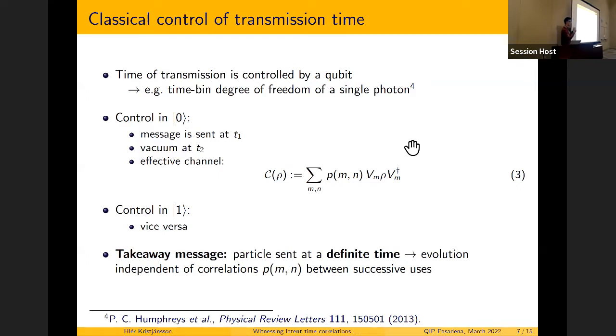And the effective evolution, now, in this case, if the control is in the computational basis state, so in a classical state, is given by equation 3, where we can see there's a trivial sum over the nth index, which means that we are actually independent of the correlations between successive time steps. So this is what you would expect. Classically, if I send a particle at a definite time, then I cannot probe the correlations between successive times.